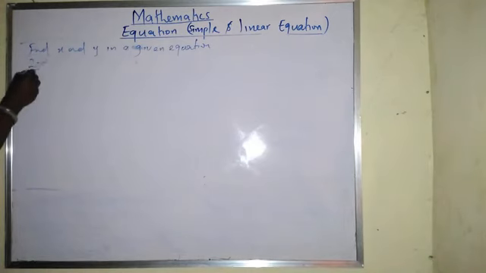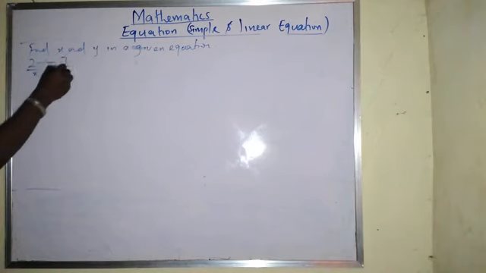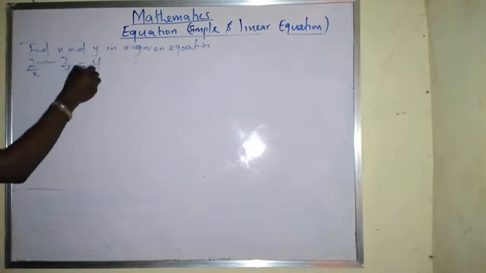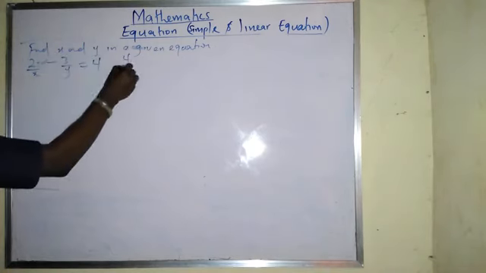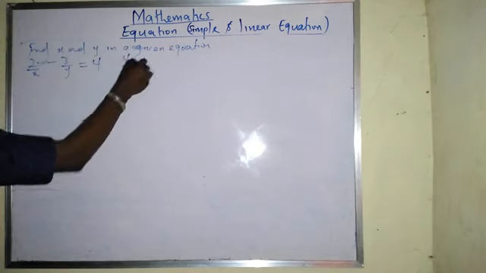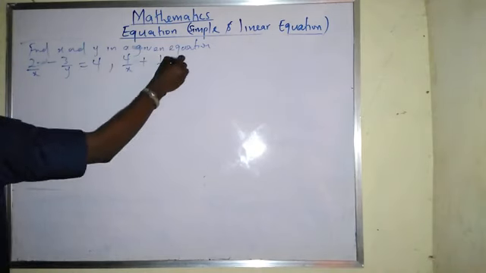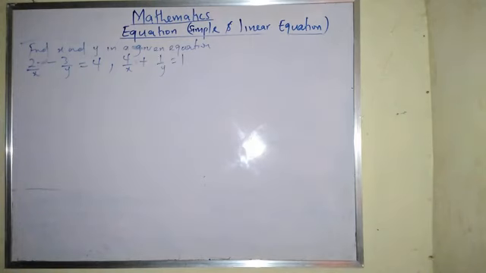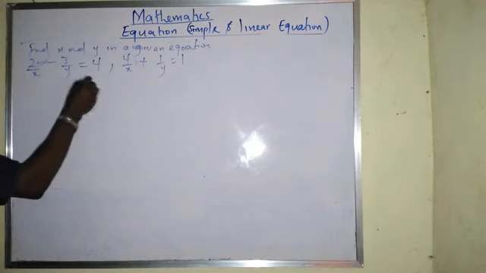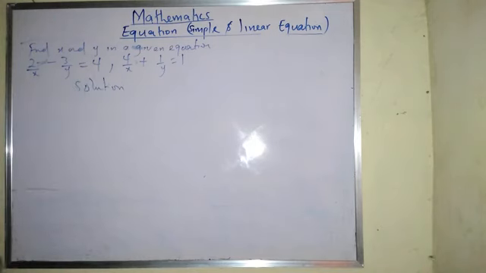2 all over x minus 3 all over y equals 4, and 4 all over x plus 1 all over y equals 1. Now, this is a very technical part of simultaneous equations that, if you are not very careful, you can go wrong. Now, how do I solve it? Solution. Let me think of a plan.